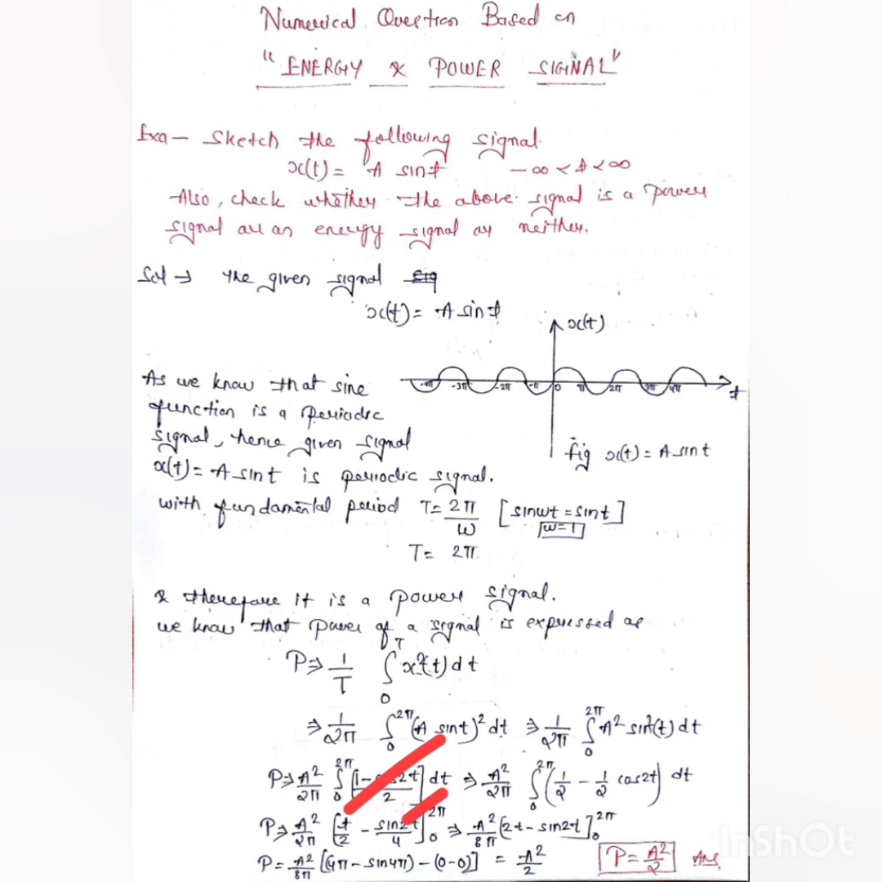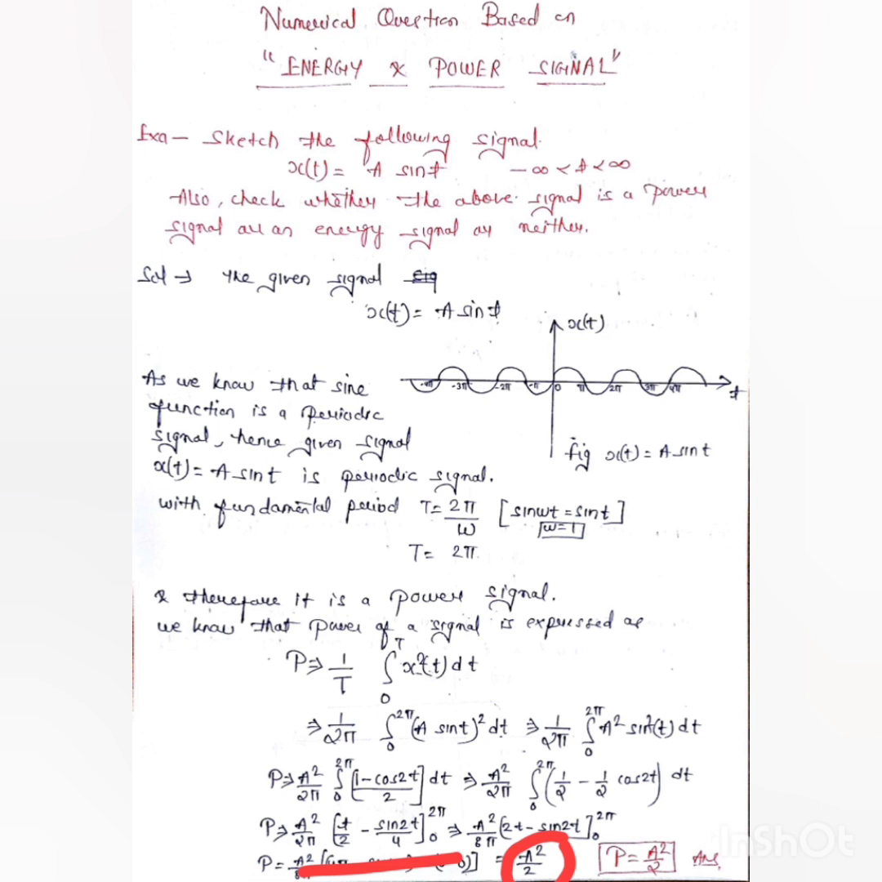is sin 2t, and the constant term is divided by 2, so 2 multiplied by 2 is 4. So we get this expression. Now we have to open up the limit, and after solving the whole limit expression we get this value, which is a square upon 2, which is a finite value.